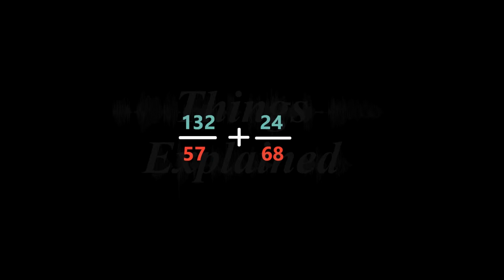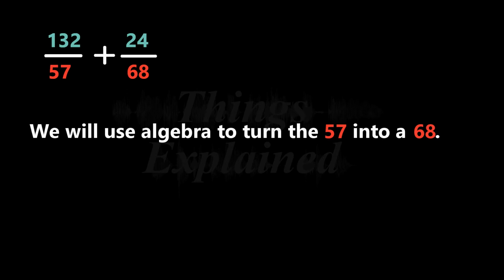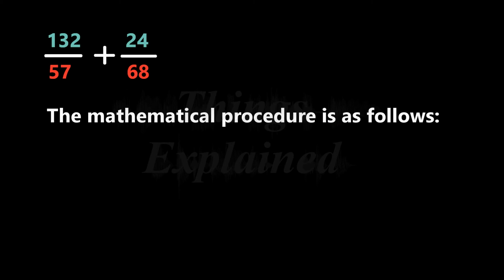But first, let me slide this problem a little bit towards the top of the screen. We will use algebra to turn the 57 into a 68. In order to do this, we have to find out what number to multiply 57 by in order to make it a 68. The mathematical procedure is as follows. 57 times what is equal to 68. We need to isolate the unknown variable, the question mark.